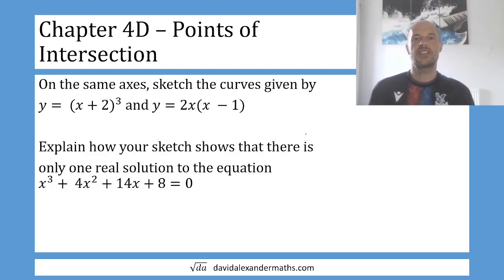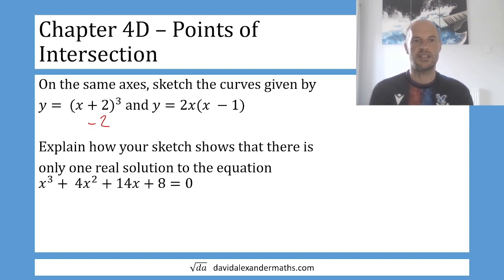On the same axes, sketch the curves given by y equals (x plus 2) cubed and y equals 2x minus 1. Explain how your sketch shows that there is only one real solution to the equation. So we better make sure that we draw a sketch that only has one solution. So (x plus 2) cubed, that has got a repeated root of negative 2. So this is a cubic. So it's going to cut through at minus 2.